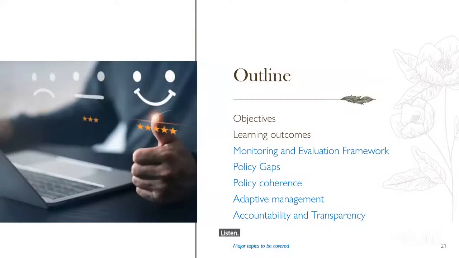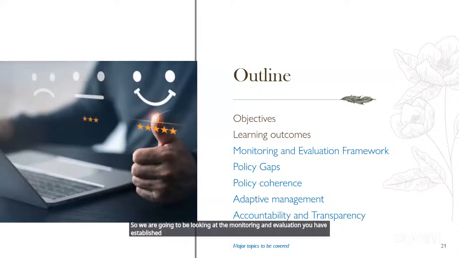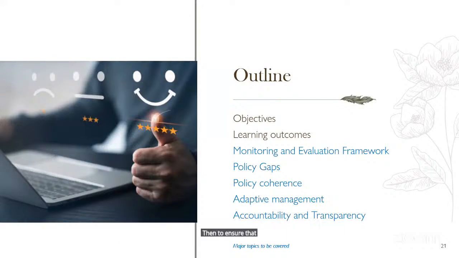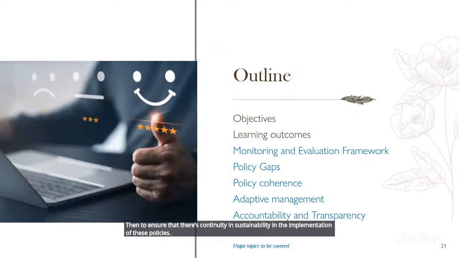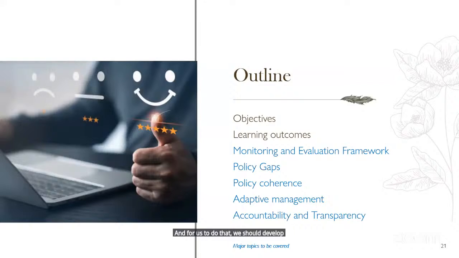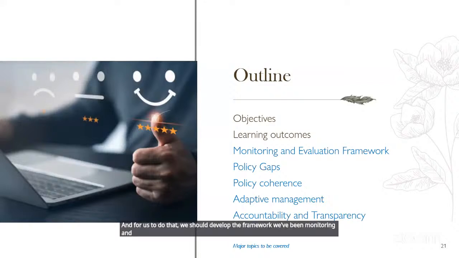So we are going to be looking at monitoring and evaluation. You have established, or you understand now, how you can come up with your policies, who is involved, what the guides are, how you define the context, etc. Then, to ensure continuity and sustainability in the implementation of these policies, there is something important that you should be seen to be doing, which is monitoring and evaluation. For us to do that, we should develop the framework for monitoring and evaluation.